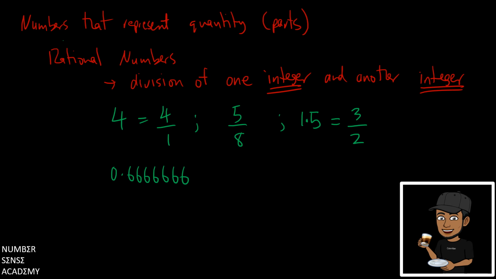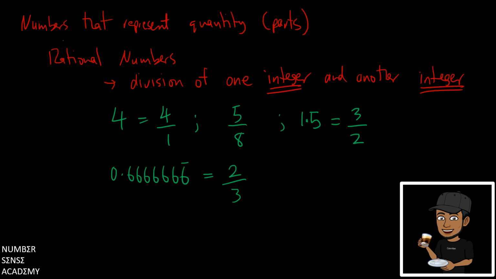0.66666 repeating. So this 6 goes on forever. So normally we put a little hat on top, right, to show that that value is repeating. In this case, all the 6's are repeating. So I wouldn't have to write all these 6's. I just write the first 6 and then put the little hat on top to say, yeah, this number goes on forever. But because the 6 is repeating, I can also write this as 2 over 3, which is the division of two integers. So that makes these numbers rational.